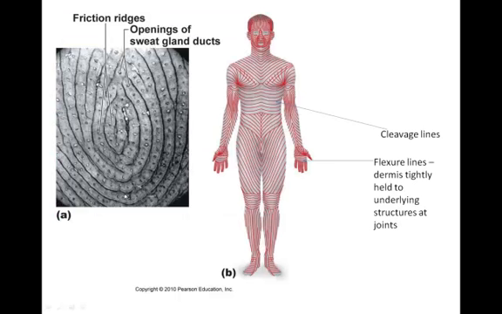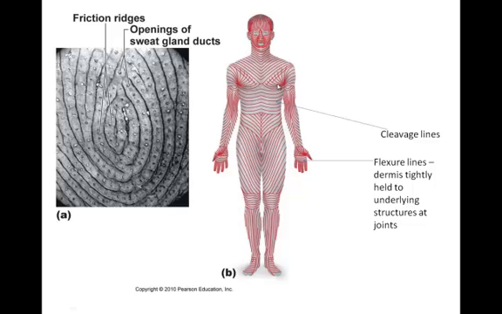So here are the friction ridges. Here are what we would leave behind as a fingerprint. These are our friction ridges here. And those are caused by the underlying dermal ridges and the epidermal ridges.